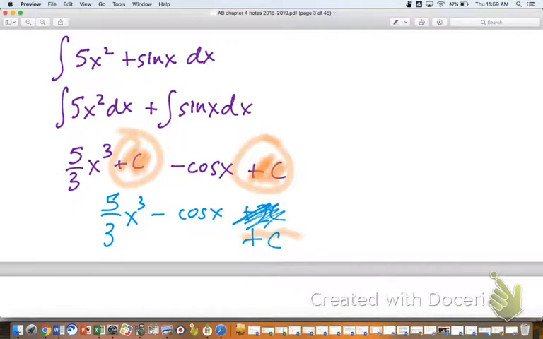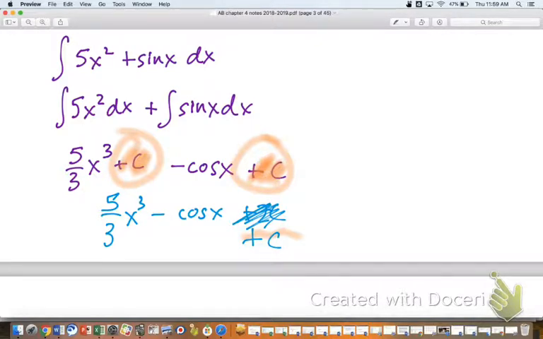For right now, we're just going to say, hey, you know what? Some random C plus some other random C just equals some other C. Later on, we'll go a little deeper. It's a great question. Any other questions on the material?